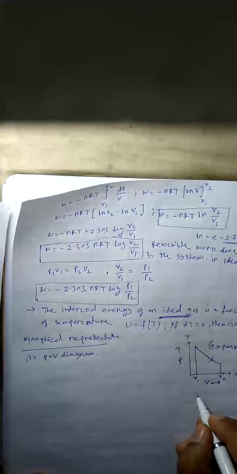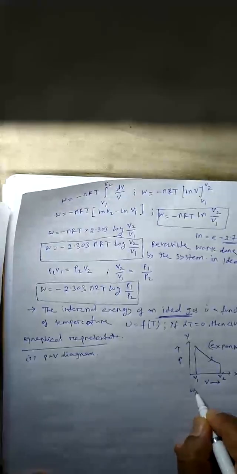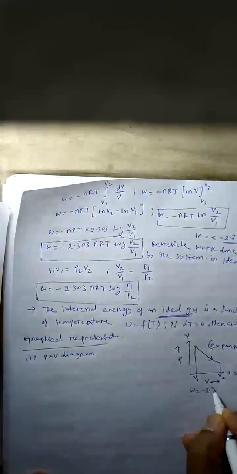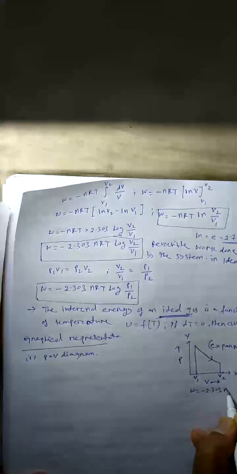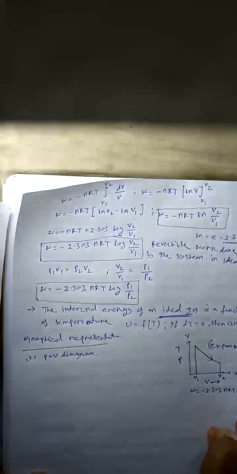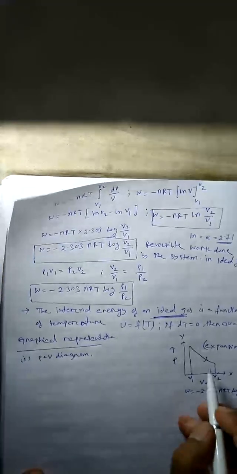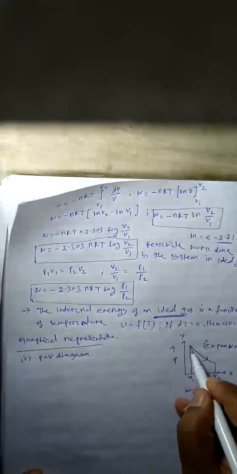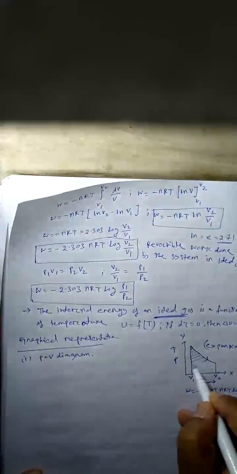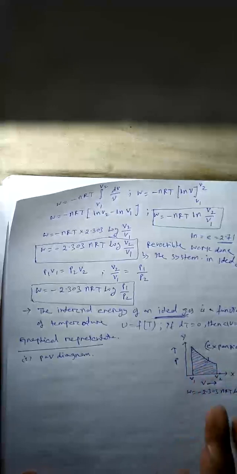And what is the work done? Now the work done formula is minus 2.303 nRT log V2 by V1, final volume by initial volume. And this is the expansion. What is the area of work done? This is the area, the complete area of the work done in pressure-volume expansion.